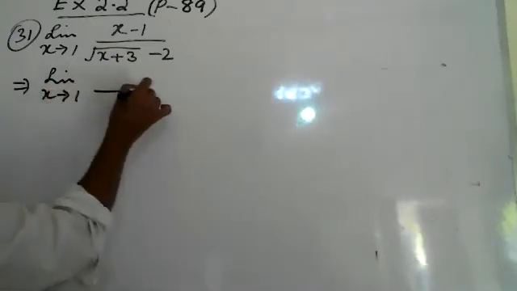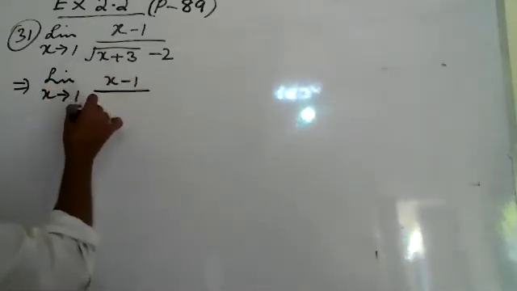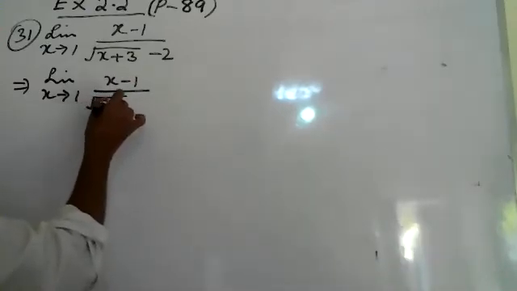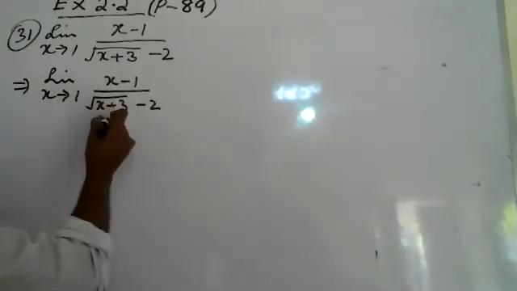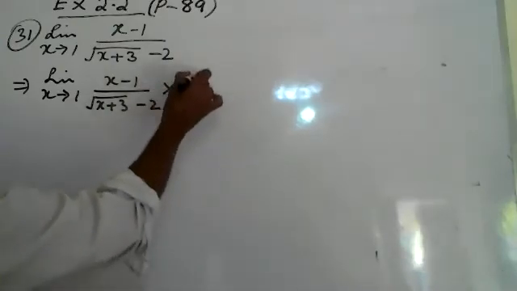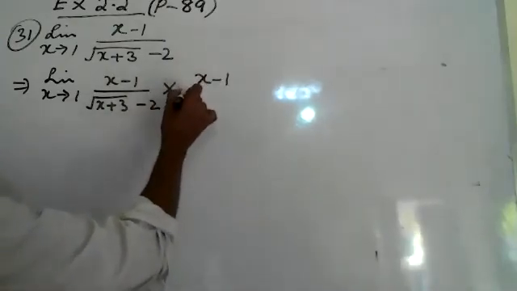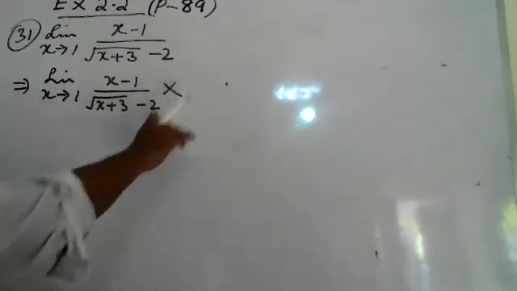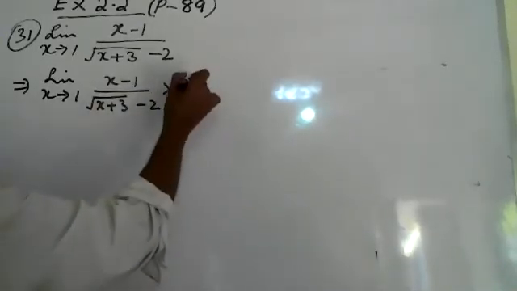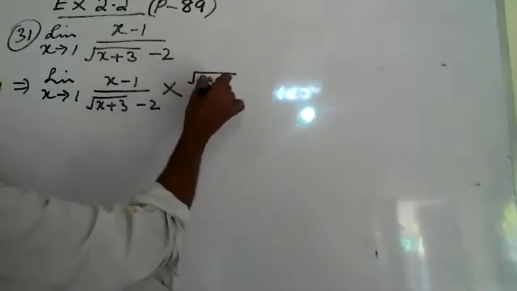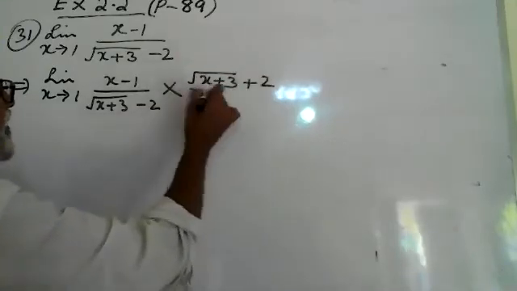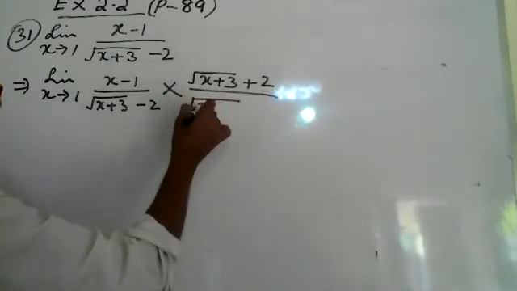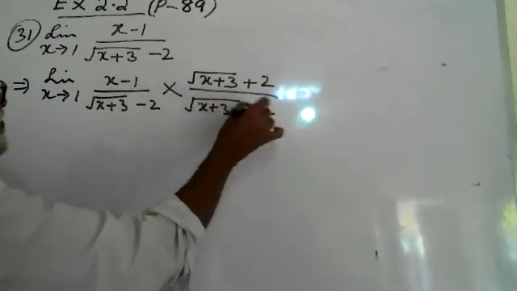Limit x tends to 1, x minus 1 upon root x plus 3 minus 2. Multiply with the conjugate of the denominator. X minus 1 remains as it is. Sorry, we'll multiply with the conjugate. The conjugate is under root x plus 3, this sign will be changed, plus 2, upon under root x plus 3 plus 2.